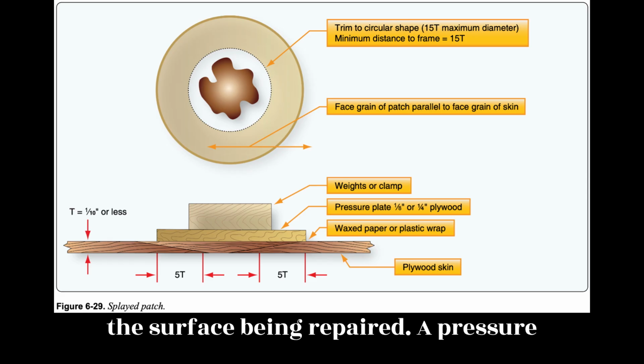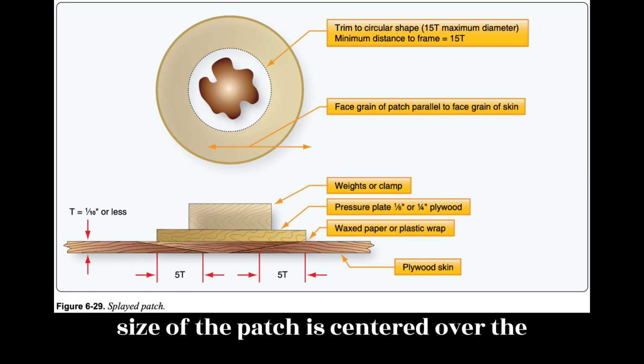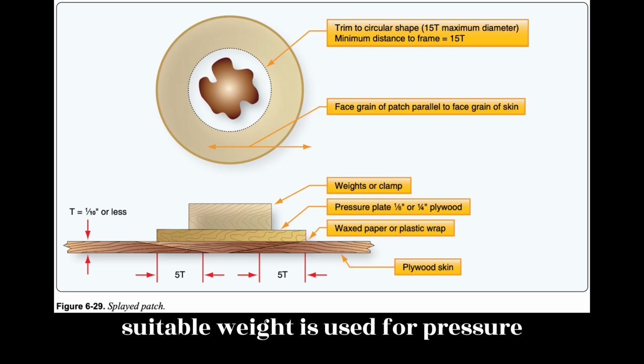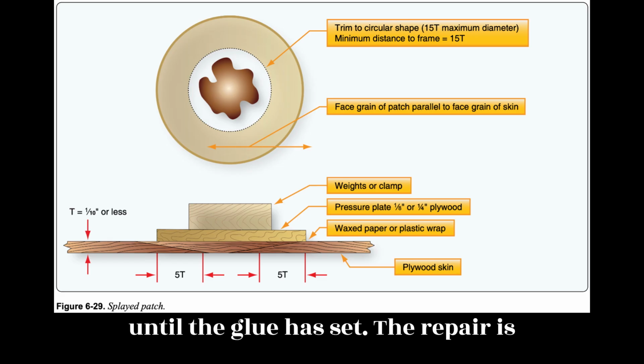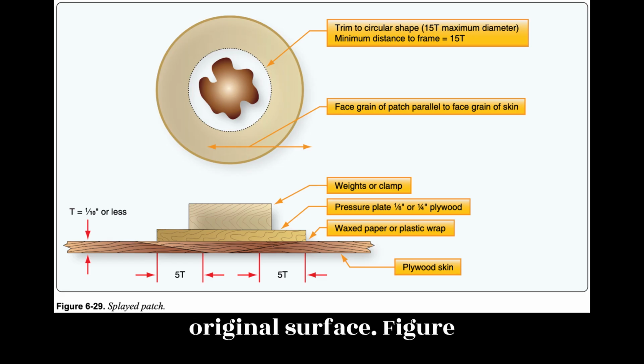being repaired. A pressure plate of thicker plywood cut to the exact size of the patch is centered over the patch covered with waxed paper. A suitable weight is used for pressure until the glue has set. The repair is then sanded and finished to match the original surface.